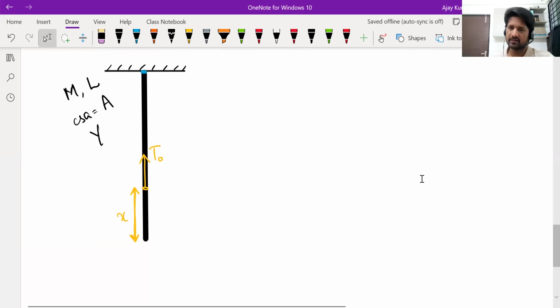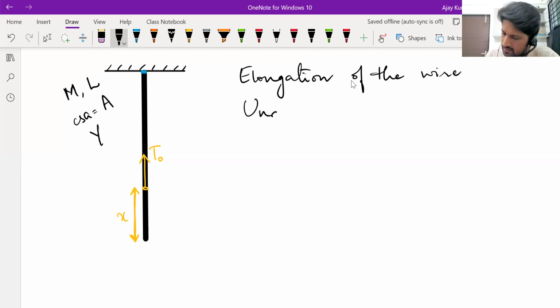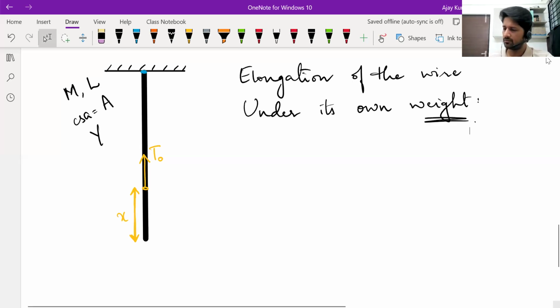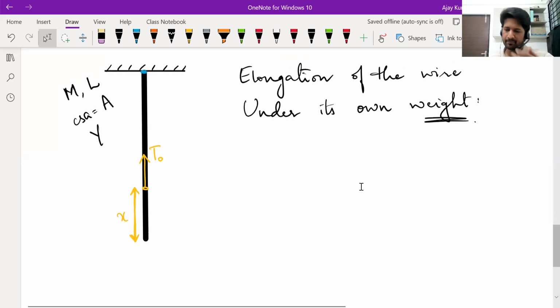Because there will be stress generated in it, it will definitely elongate. So what I want you to do is derive an expression for the elongation of the wire under the influence of its own weight. Okay, try this, all of you. I'll give you the steps also.